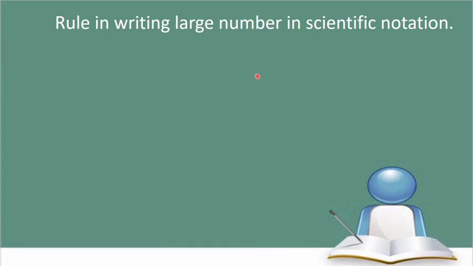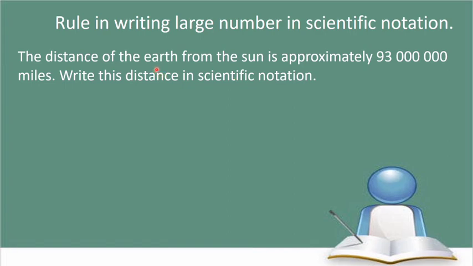So, let us have an example. The distance of the Earth from the Sun is approximately 93 million miles. So write this distance in scientific notation. Let us discuss how we are going to write it in scientific notation.